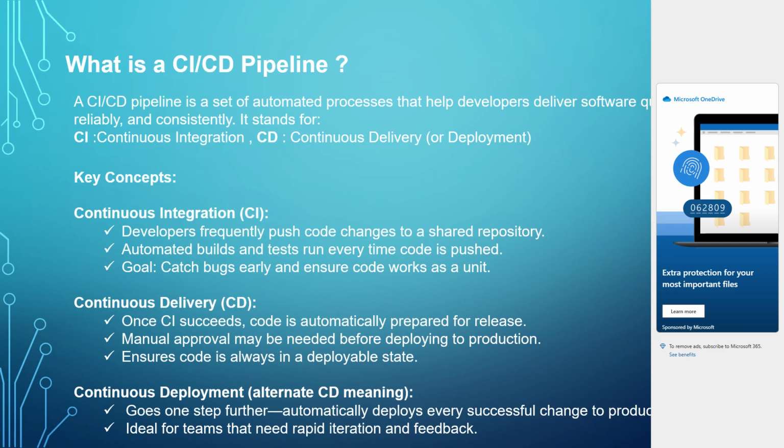Once the CI part is done, the next phase is continuous delivery. Once CI succeeds, code is automatically prepared for release. Manual approval may be needed before deploying to production. It ensures code is always in a deployable state.